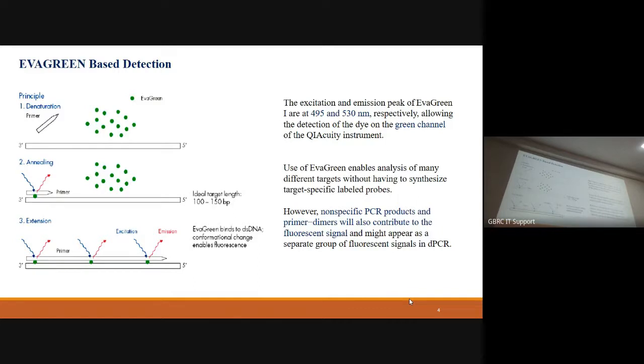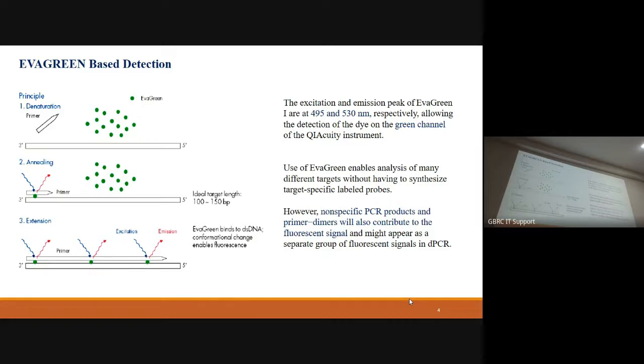Real-time PCR works with two kinds of chemistries. First is a SYBR Green based assay and second is your TaqMan based assay. Whatever digital PCR platforms have been established by different manufacturers, they prefer to use EvaGreen, which is similar to SYBR Green. The principle remains the same, but they are using an EvaGreen based detection assay.